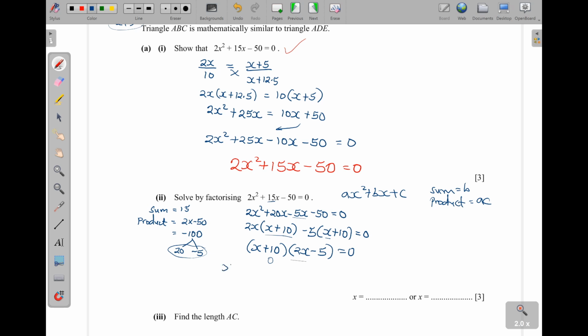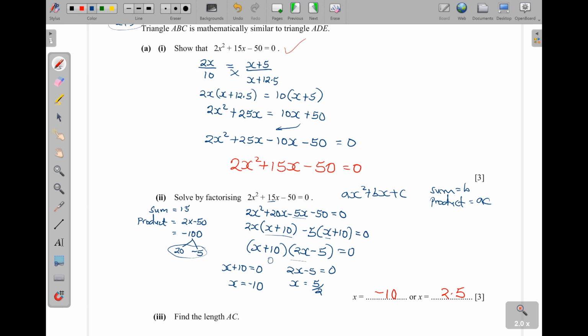So that's why we get these factors and we equate them to 0, then x becomes negative 10, and then we also get this 2x minus 5, you equate it to 0, then x becomes 5 over 2. So we can have the 2.5, okay? I can write 2.5 or 5 over 2, no problem. And then this is negative 10.